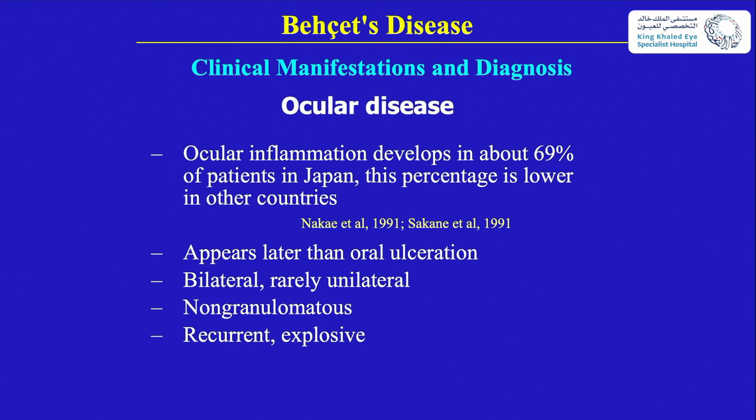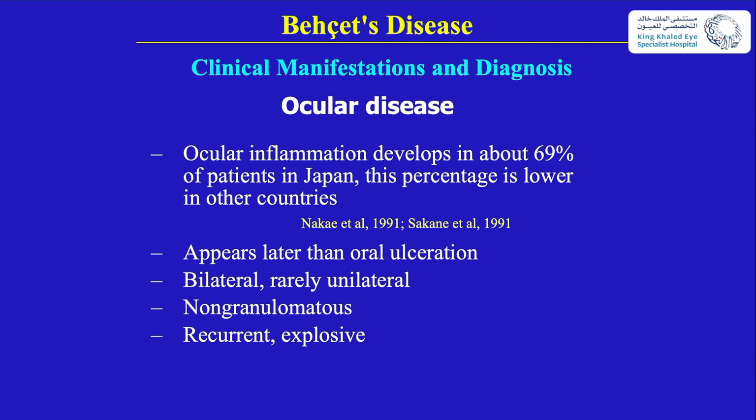The ocular inflammation in patients with Behcet disease develops in about 70% of the patients. And this, of course, is data coming from Japan. It appears later than oral ulceration. It is bilateral, rarely unilateral, but usually we see that the disease is more aggressive in one eye compared to the other eye. Very important to keep in mind.